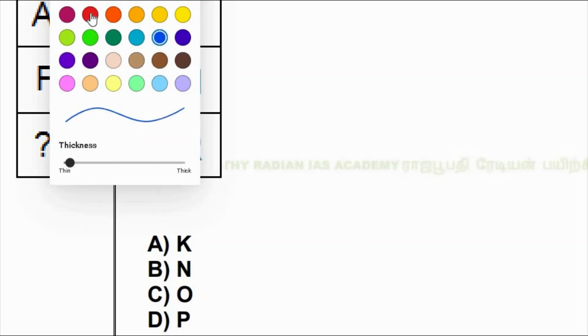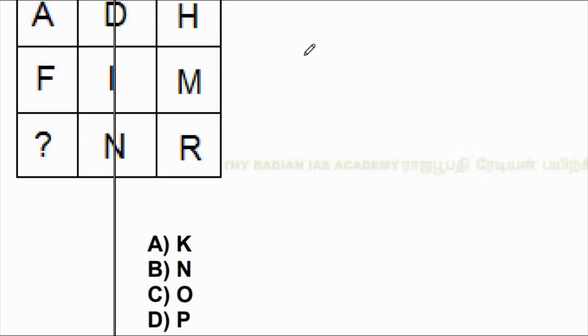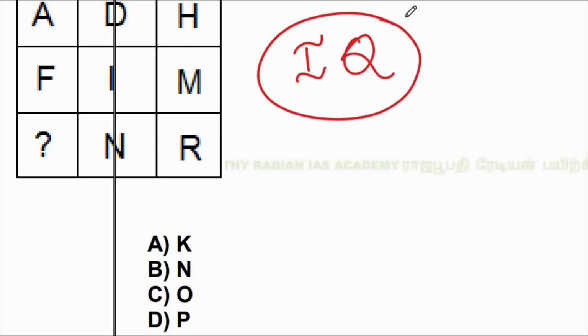Answering reasoning questions is directly proportional to your level of IQ. What do you mean by IQ? The intelligence quotient. No reasoning questions can be answered by computers. Reasoning questions are answered only by human beings, using your reasoning skill, logical and analytical thinking.